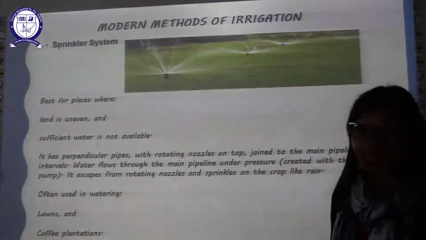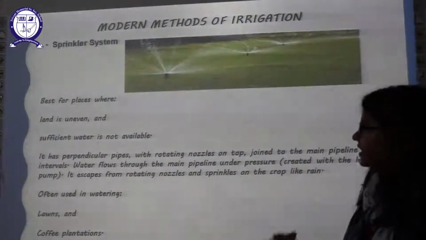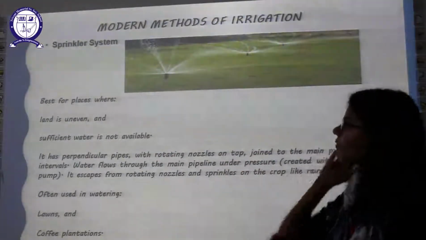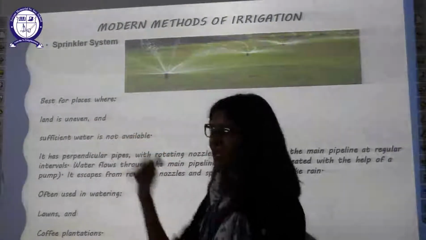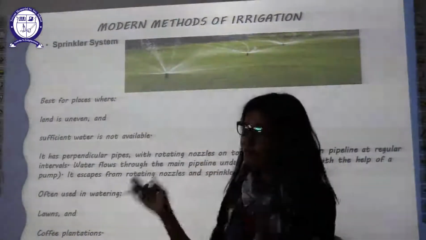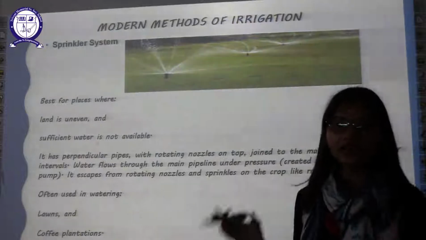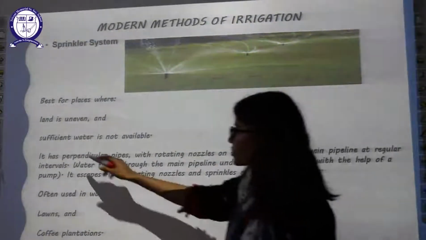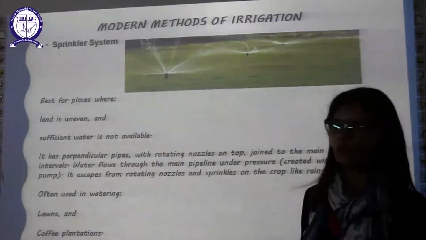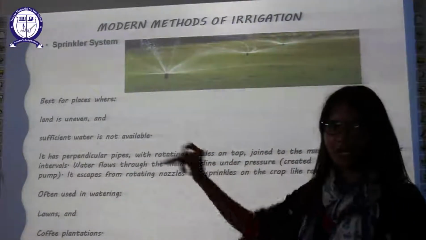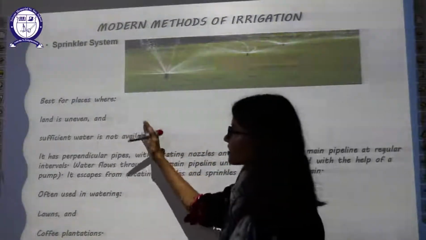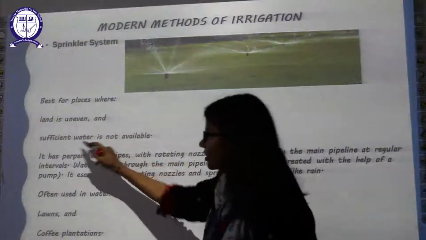Now, modern technology uses these kinds of methods. First is the sprinkler system. In Hindi we call it fawara. It is best where the land is uneven. When your land is not level properly, with the help of a sprinkler it spreads the water equally in the unlevel field also. Secondly, if your water supply is not sufficient and you have less water, it will use less water and reach more crop in less time. That's why we use the sprinkler system in areas which do not have sufficient water supply and where land is uneven.